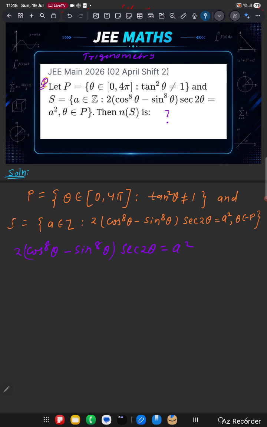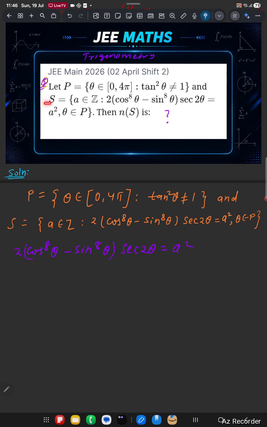Other values are also possible which are not equal to theta, but because its range is from 0 to 4 pi, more than pi by 4, there will be angles which will not belong to this set. Suppose pi by 4, another angle can be pi plus pi by 4, pi minus pi by 4, and so on. So at the least, pi by 4 is not in the set P. Okay, because this fact we are going to use to solve this problem.